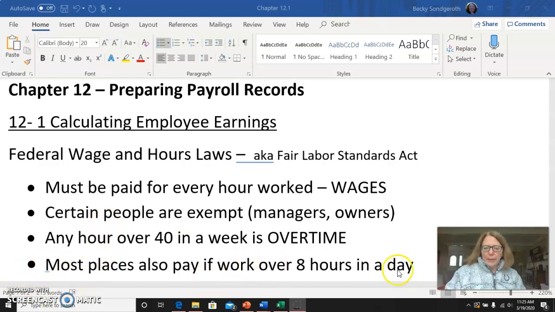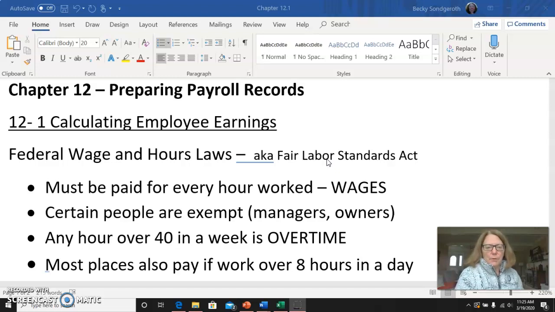We're going to talk really about 4 or 5 things here in section 12.1: the law surrounding earnings, the pay types, the pay periods, and then the difference between earnings and payroll, and how to do some of those calculations.